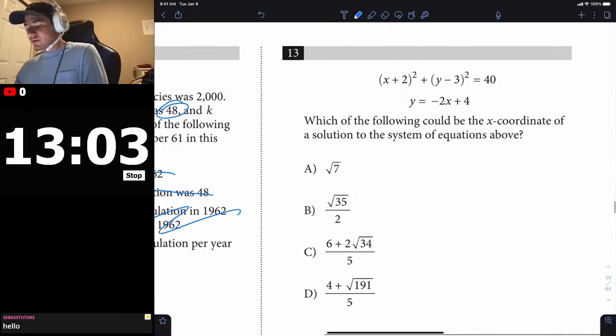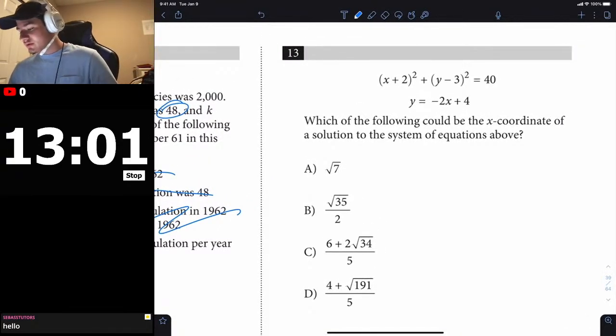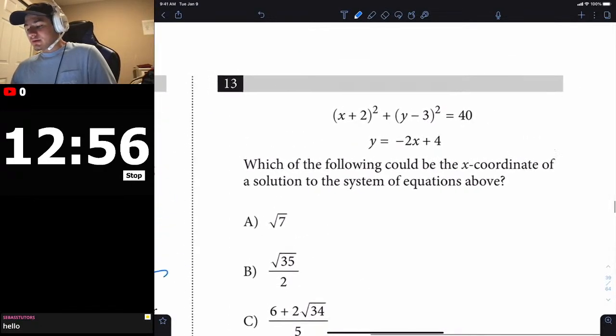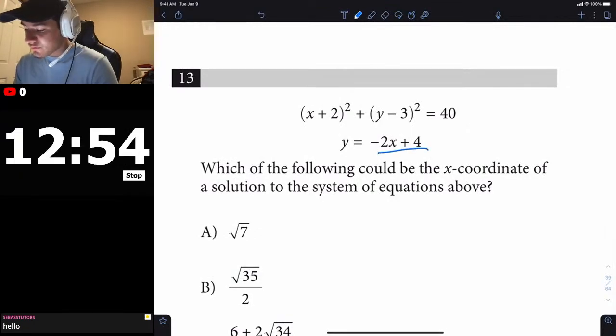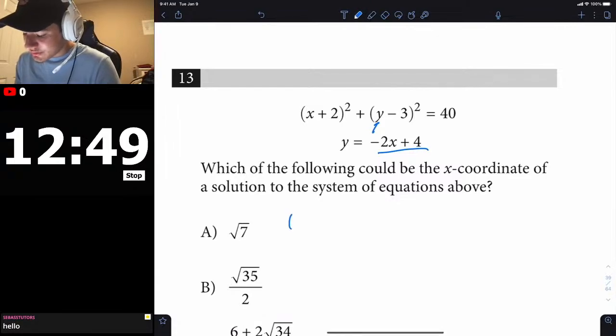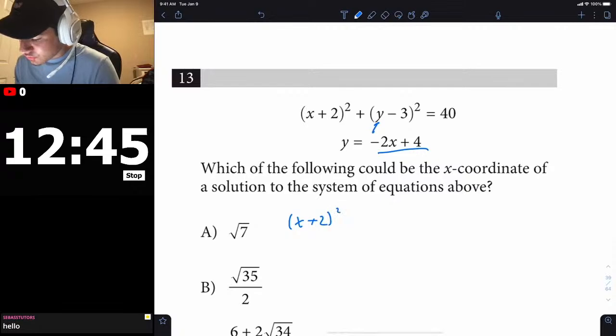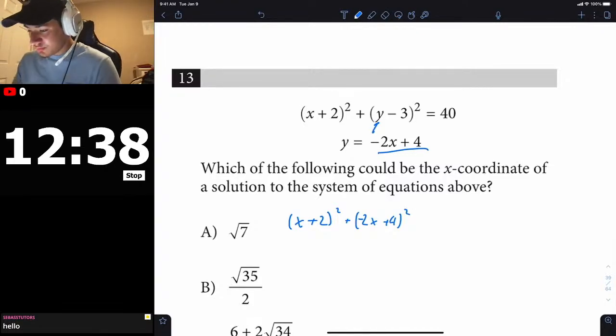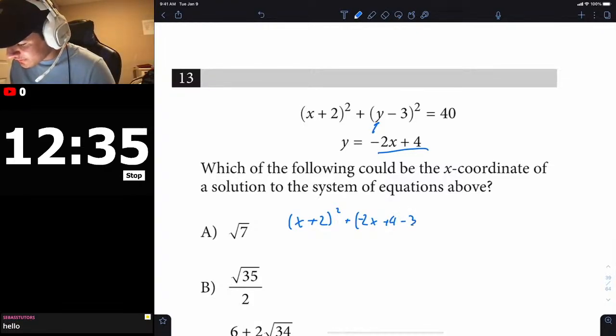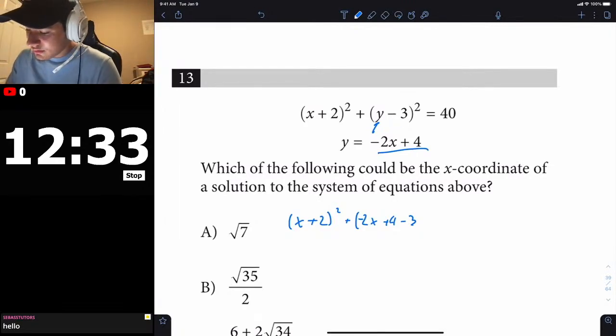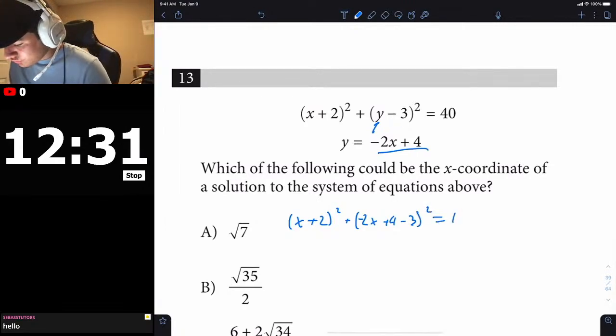Which of the following could be the y-coordinate of a solution to the system of equations above? Okay, looks like we got a circle and a linear equation. I'm going to go ahead and plug in this for y, because they tell us that's equal to y, so we can do that. So let's see. X plus 2 squared plus negative 2x plus 4 squared, plus 4 minus 3. Don't forget that minus 3 that was there. Minus 3 squared equals 40.